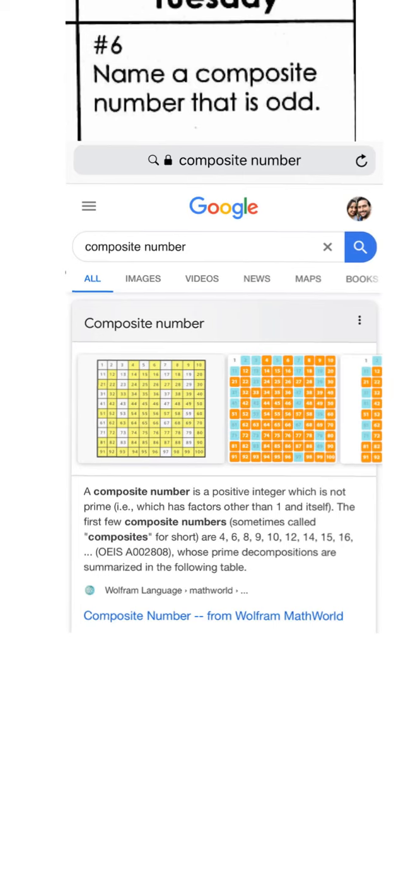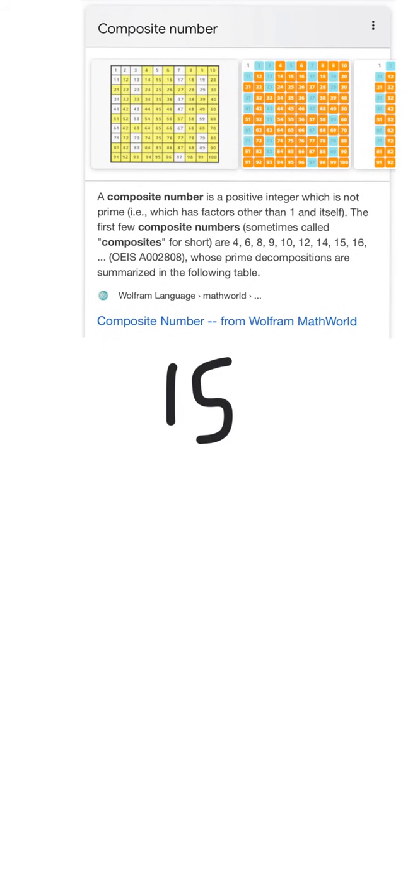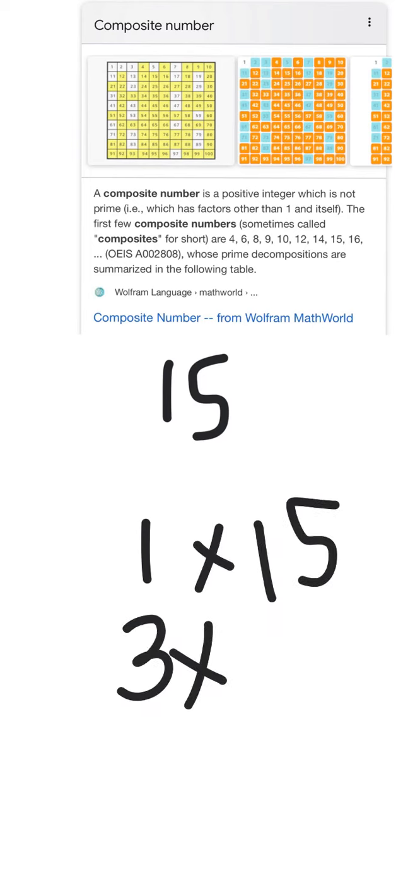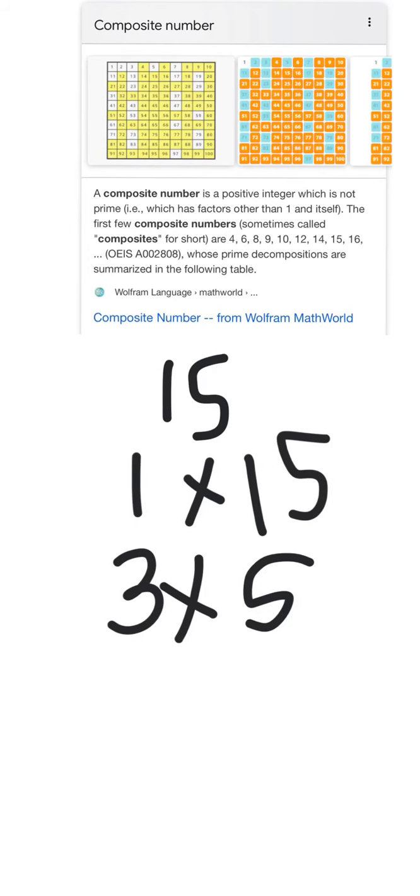So which one of these numbers that it gives us is odd? Well, that would be 15, right? And what makes it a composite number is that we can divide into it by more than just one number. Like if we were to factor this out, we can multiply 1 times 15, right? But we can also multiply 3 times 5. So our question is asking, what is an odd number that is a composite number? And so that's going to be any odd number that we can multiply into by not just 1 and that number. It has to be something else we can multiply into.